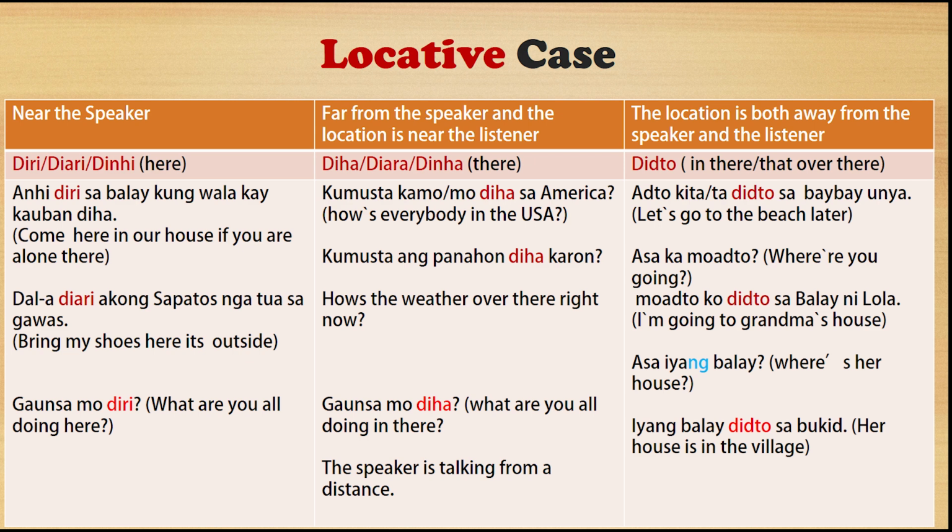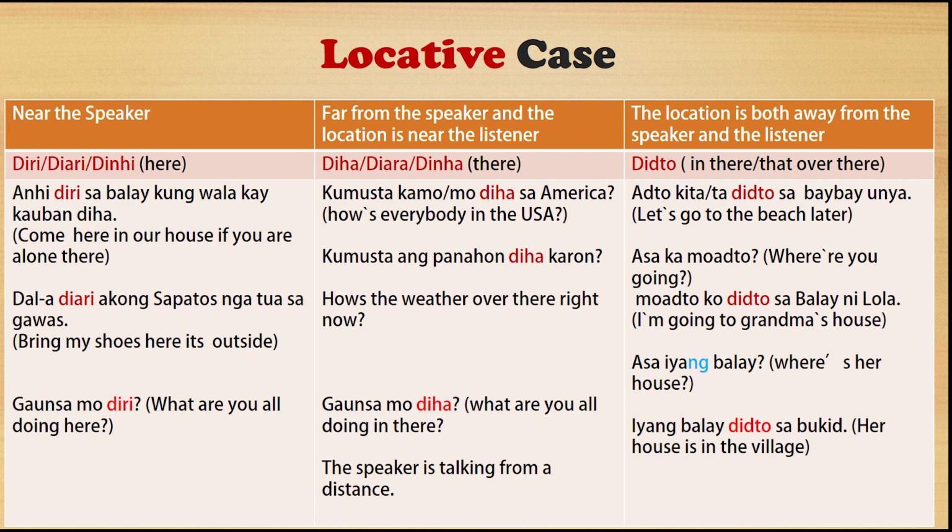Okay. Next, the location is both away from the speaker and the listener. So we say, oh, in there, that, over there. In English. In Cebuano, we say didto. Okay. Oh, in there, that, over there. We say didto. So, adto kita didto sa baybay unya. So, let's go to the beach later. Unya, later. Asa ka mo adto? Where are you going? So, you say, muadto ko didto sa balay ni Lula.